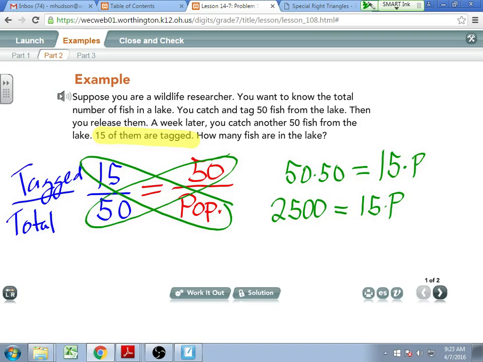So now what do I do to get the p by itself? Yeah, Luke? Divide 2,500 by 15. That leaves p by itself. 2,500 divided by 15 is 166.6 repeating.